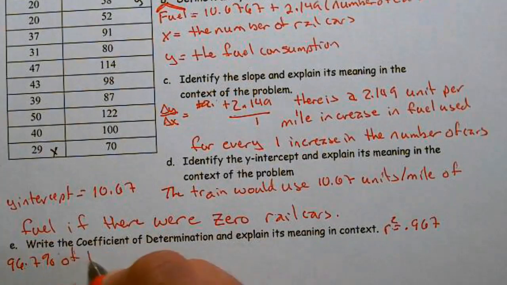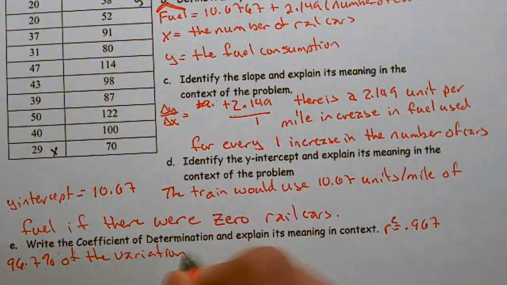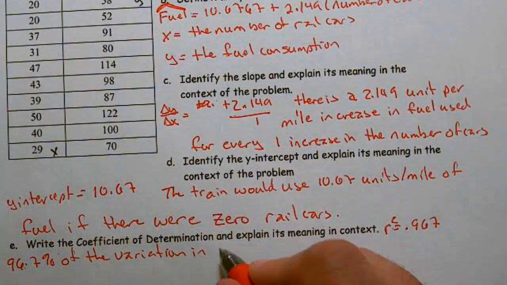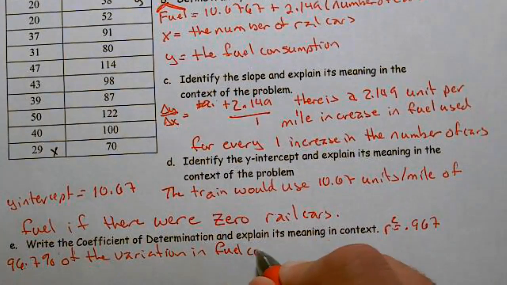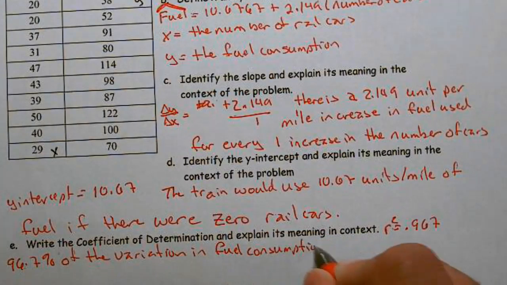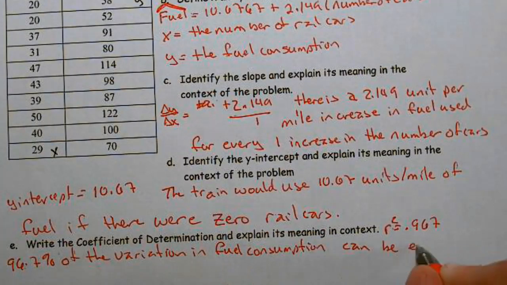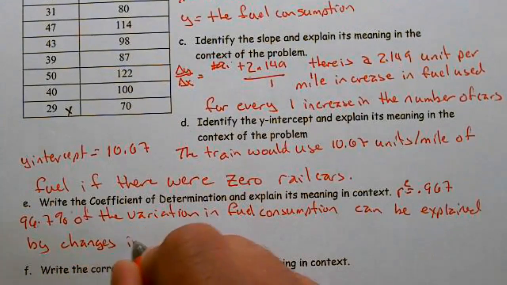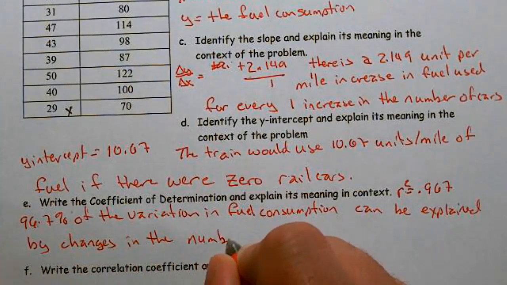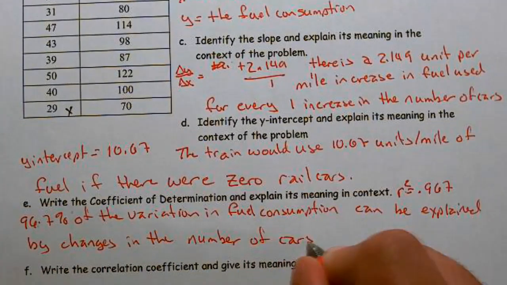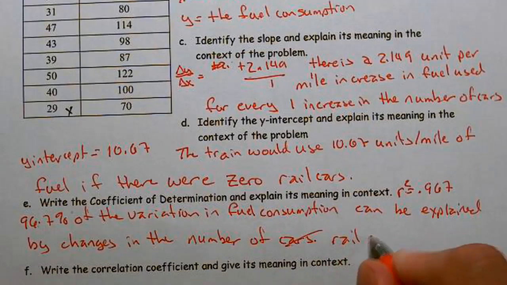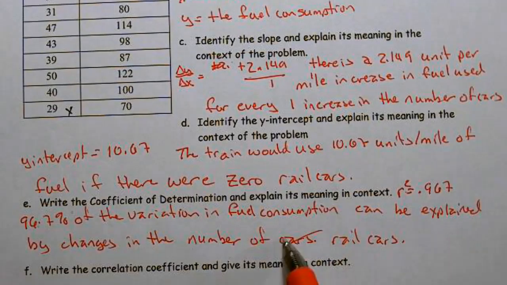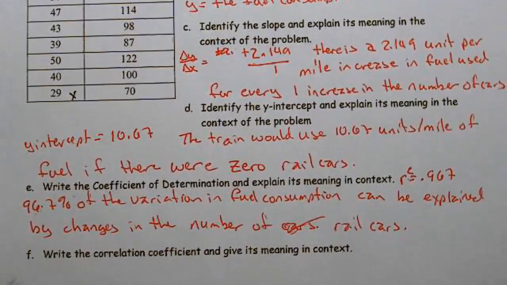So I can say 96.7% of the variation in Y, which in this case, you always need to put it in context, in fuel consumption, can be explained by changes in the number of rail cars. That means a little over 3% is caused by other factors, but 96.7% of the variation in fuel consumption can be explained by the changes in the number of rail cars.